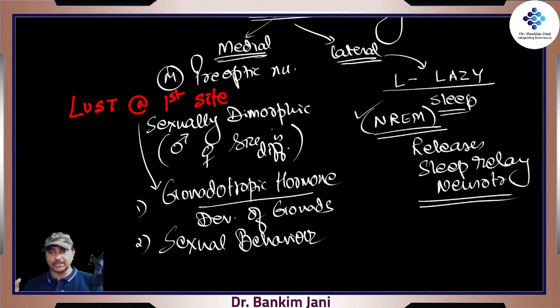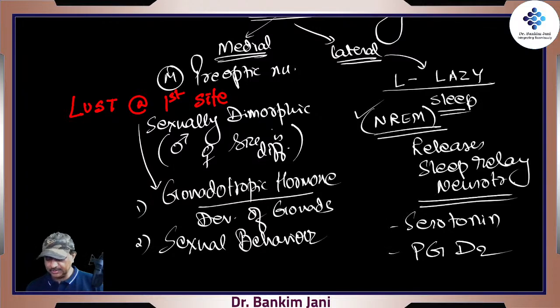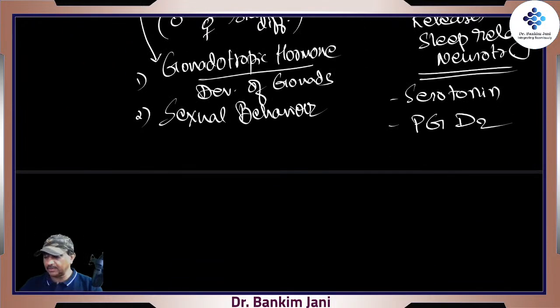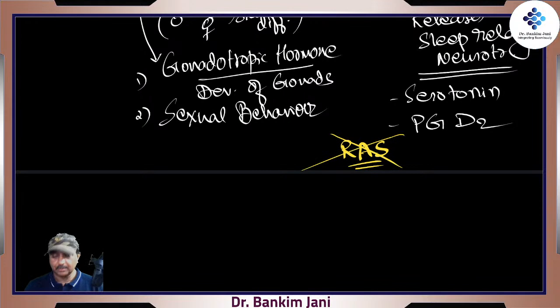And all these are like serotonin, then prostaglandin D2, right? Serotonin, then prostaglandins D2, all these are released. Plus, in our brain, there is the reticular activating system, RAS. But this RAS is super alert, right? It inhibits RAS. To inhibit RAS, it would require two things.